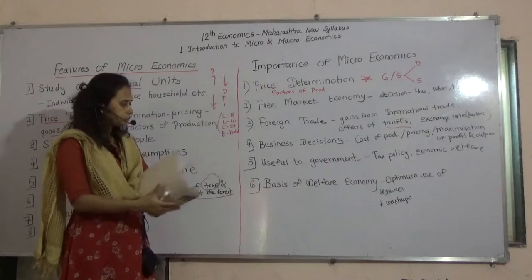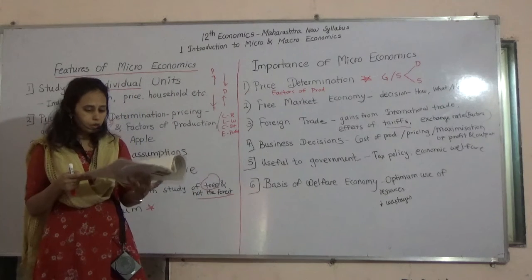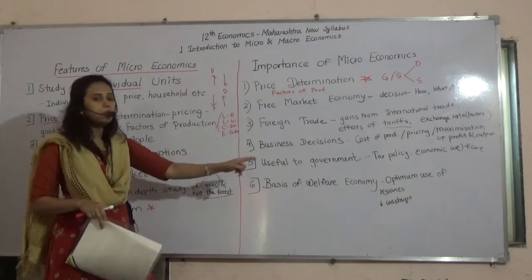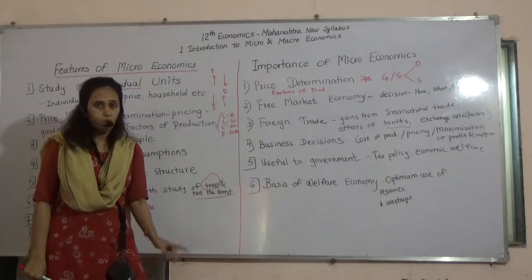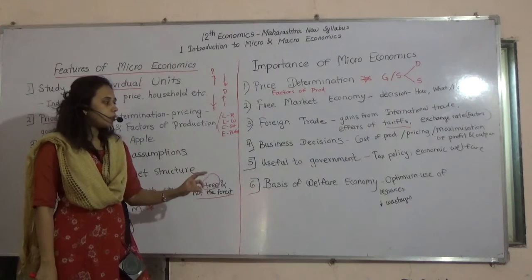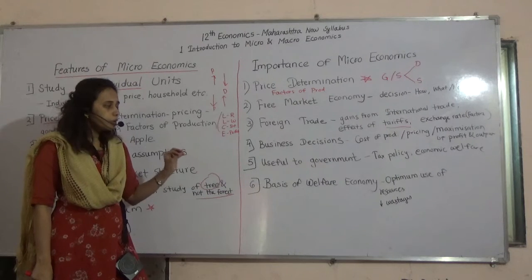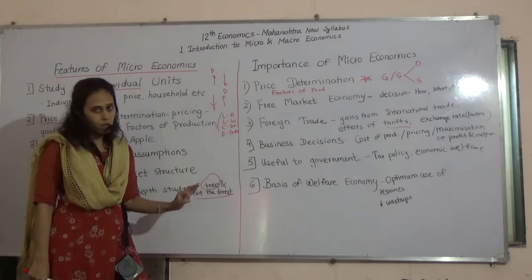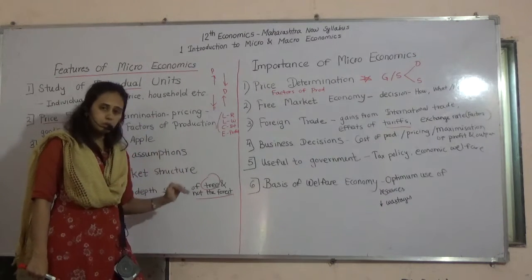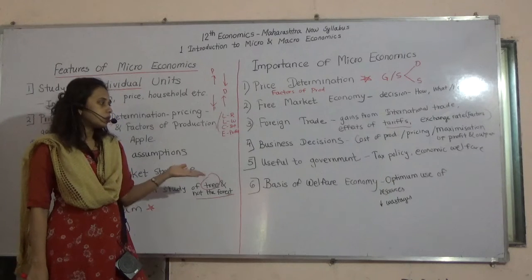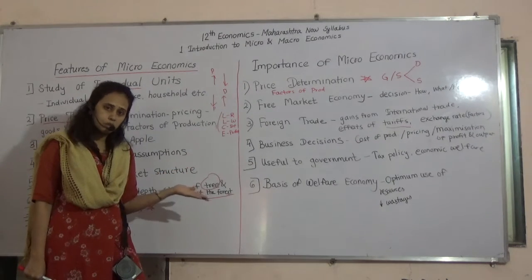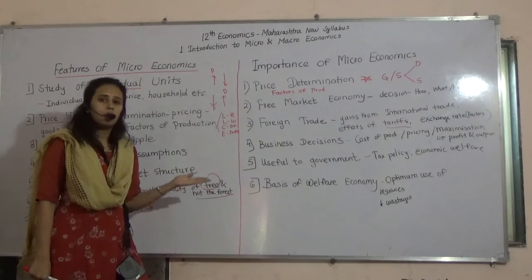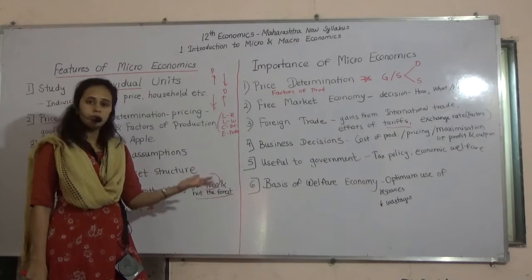Then the last point is basis of welfare economics. It explains how optimum utilization of resources, remember this word, is achieved. What is optimum utilization of resources? Optimum utilization means you are utilizing the resources in the best possible manner. How is it possible? By reducing the wastage. Because, as we have already seen, we study economics because resources are scarce and wants are unlimited. Wants have no limit at all.